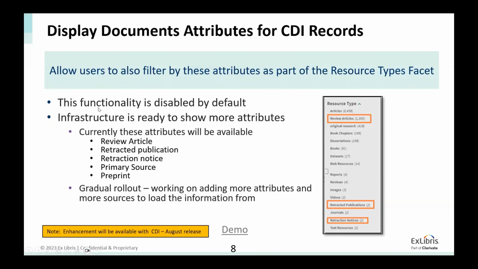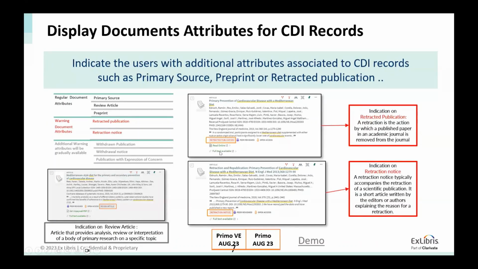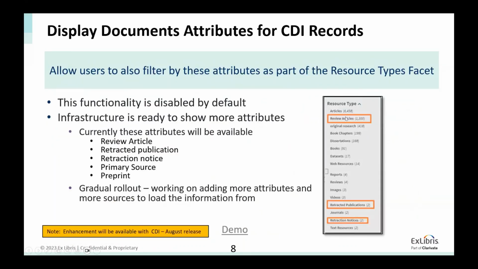I mentioned that this functionality is going to be delivered disabled by default. You will have one switch to enable it. If you choose not to show one of the attributes, you can hide it with customization. I'm not sure whether it's going to be hidden from the facet, but I would like to hear your feedback. But we are going to deliver one switch, one flag, to turn it all on.